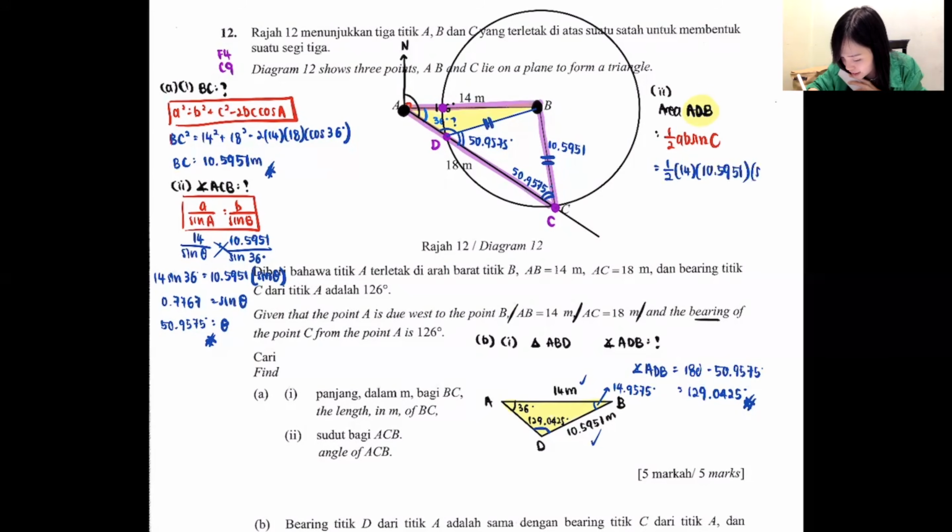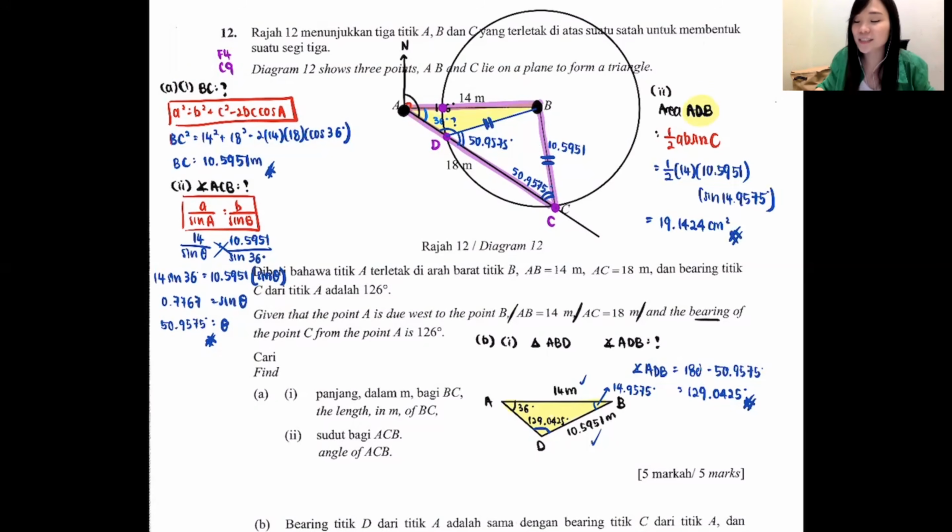And the middle angle will be sine 14.9575 degrees. Okay, press calculator. I feel like I already exceeded 2.5 hours. Oh my God, we are way too slow. So 19.1524 cm square. Done. I got the answer.